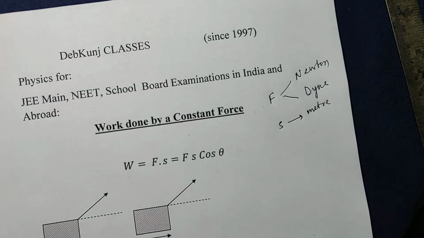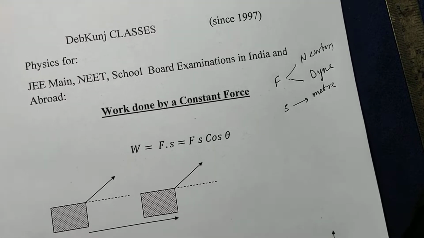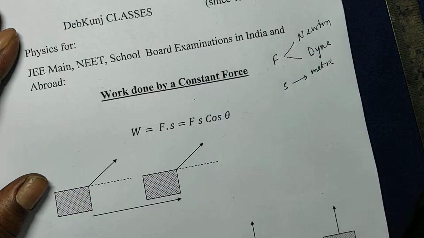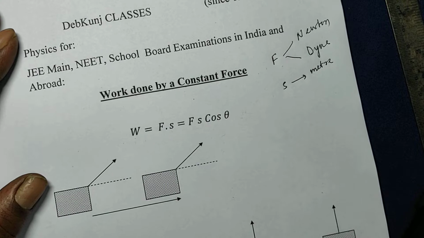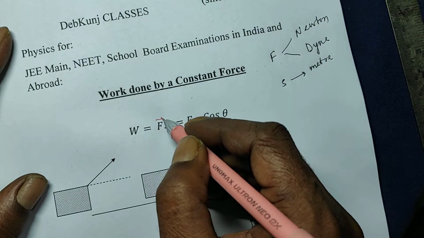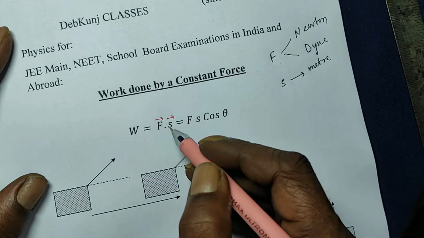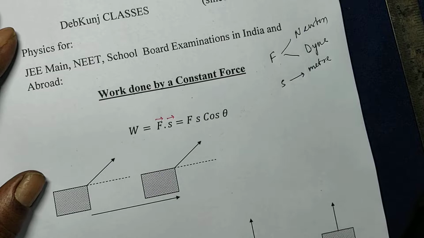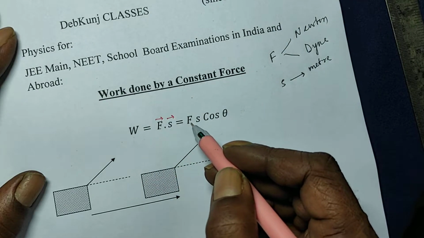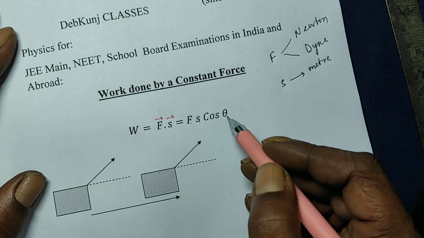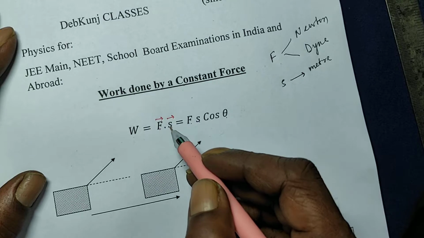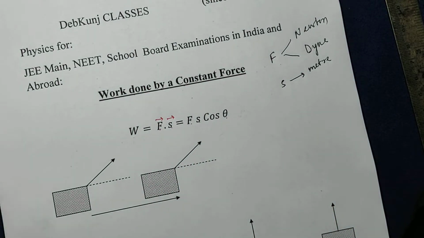So what is work done in physics is explained like this. W, the symbol for work, is equal to F dot S. F is a vector quantity, S is a vector quantity, and as you know, the dot product is a scalar quantity: the magnitude of the first one and the magnitude of the second one, times cos theta, and theta is the angle between the force vector F and the displacement vector S.